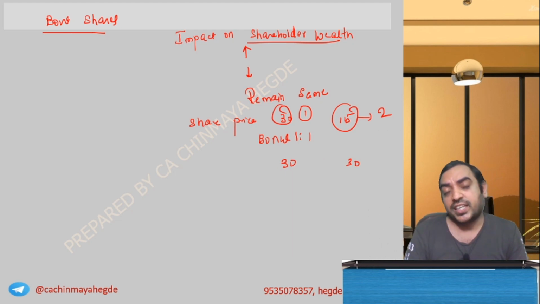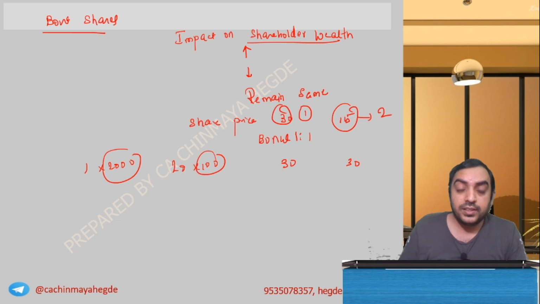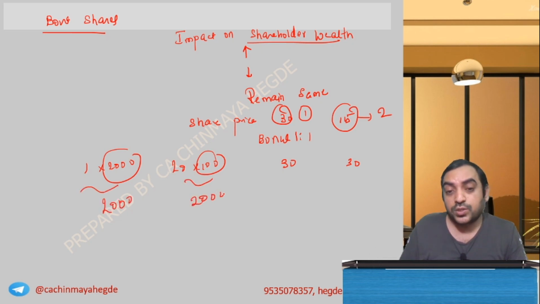Sir, then why are bonus shares given? Same logic as in rupee exchange, you do a change, right? Which is better: one 2000 rupee note, or 20 notes of 100 rupees? Both are the same value wise, no? 2000 and 2000. Value wise it is not different.